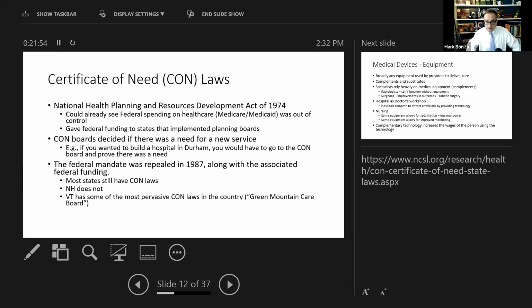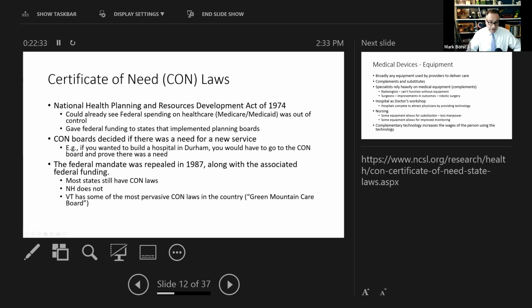I think we should let organizations build what they want to build and fail if there really isn't need for it. And more importantly, they should come in and push out old, inefficient organizations. So the mandate lasted about from 1974 to 1987, where the federal government was saying that in order to get federal funding, you have to have a CON board. And gradually, most states started phasing them out or reducing their scope. So most states still have some sort of CON law.